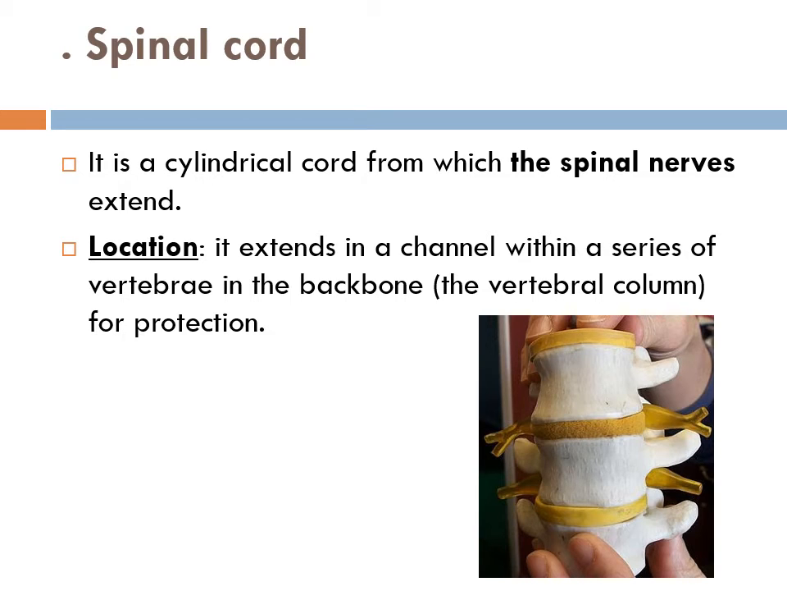So our backbone consists of vertebrae. Inside our backbone there is the spinal cord. Why is it inside the backbone? So that the backbone can protect the spinal cord. So the spinal cord is a cylindrical cord located inside our vertebral column, so that the vertebral column can protect it.